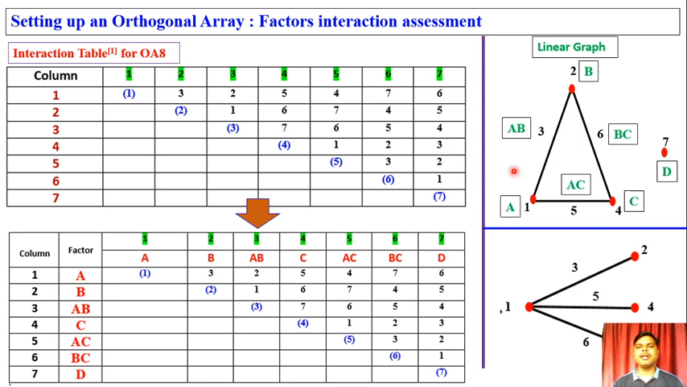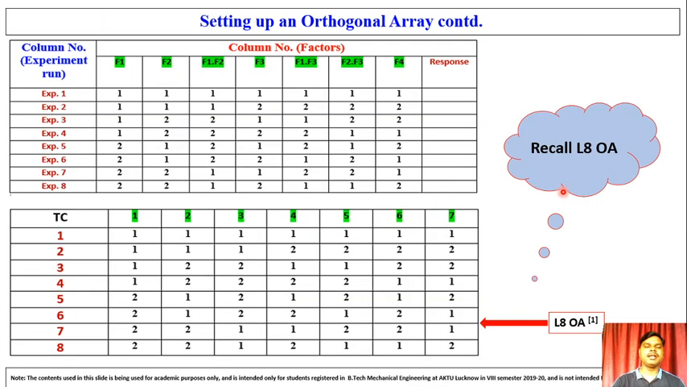So we thought that there is some interaction. Column number 1 is assigned with factor A, say temperature. Column number 2 is assigned with factor B, that is pressure. So if there is an interaction between factor A and factor B, we'll draw a line segment between point 1 and point 2. This line segment will be fitted in column number 3 and will represent the factor AB. So what we have done here, we can check here. This is column number 1 representing factor A, column number 2 representing factor B.